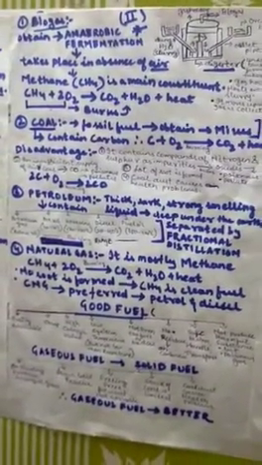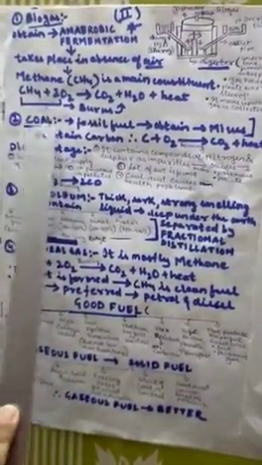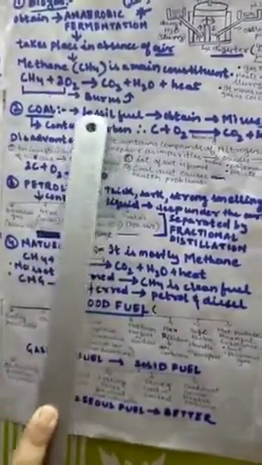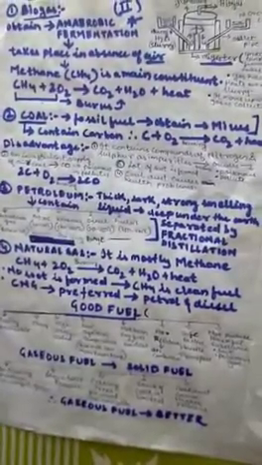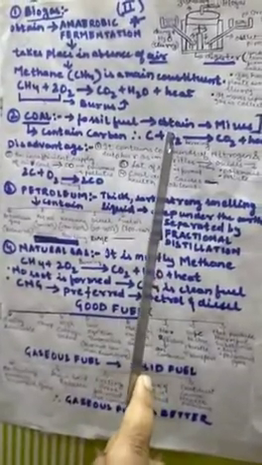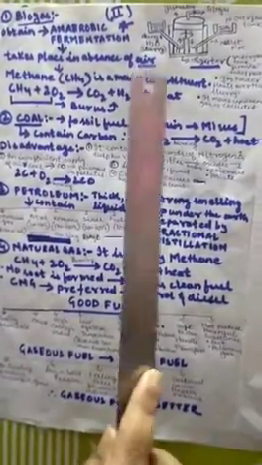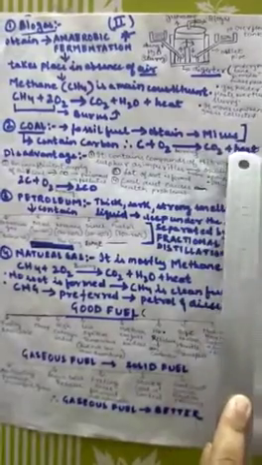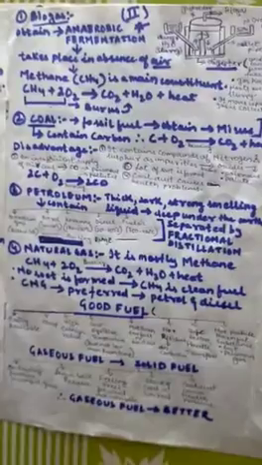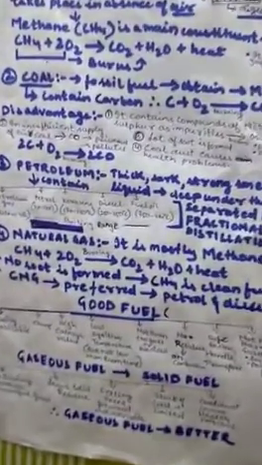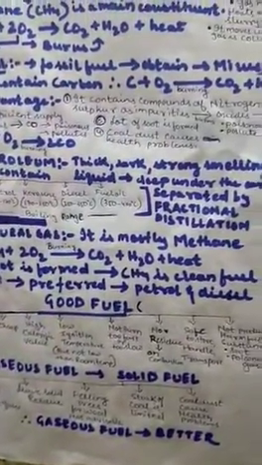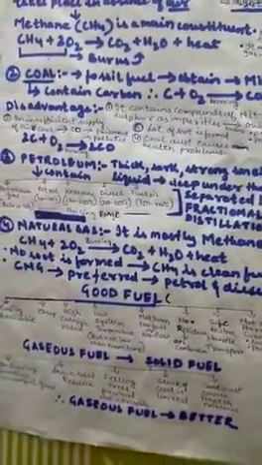Now, what is the main constituent of coal? The main constituent of coal is carbon. Coal contains the maximum of carbon. Therefore, when carbon is burnt in presence of oxygen, it produces carbon dioxide and heat. Now, what are the disadvantages of coal? We know there are various disadvantages of coal. We will go through them one by one. Students, this is very important from the exam point of view.